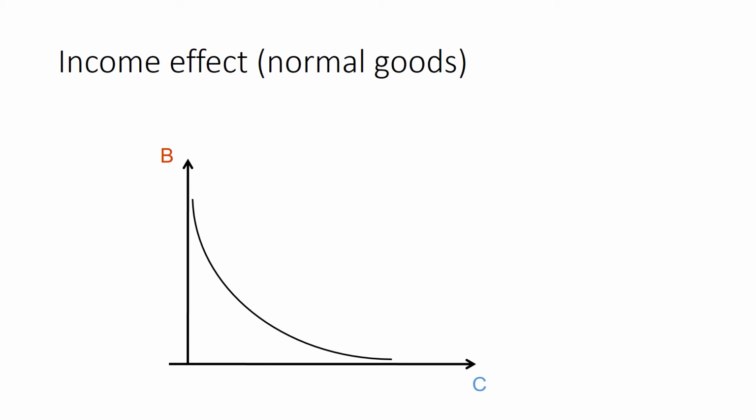So here on this graph, we have our indifference curve and the budget line and the tangency point between these two curves. So the indifference curve and the budget line, that's the original optimal consumption point.